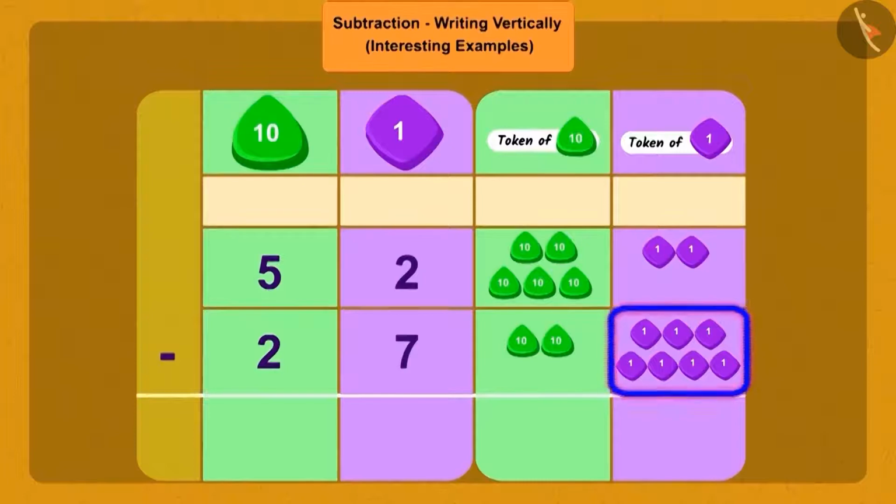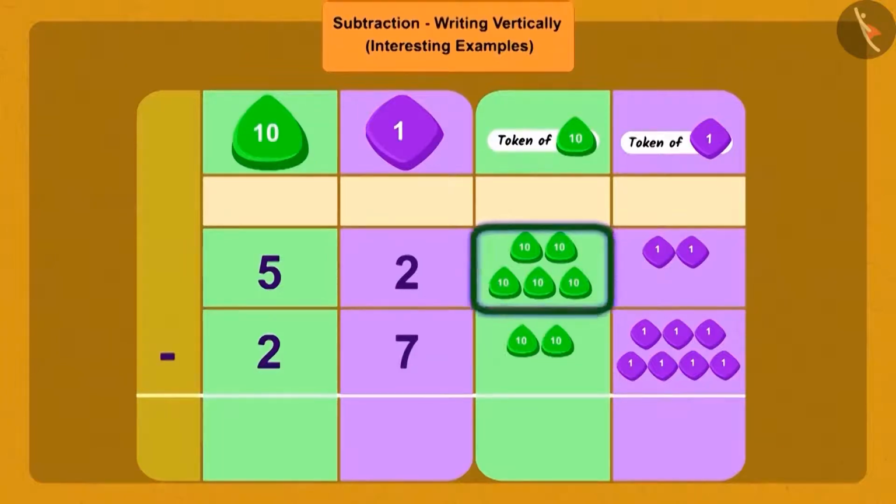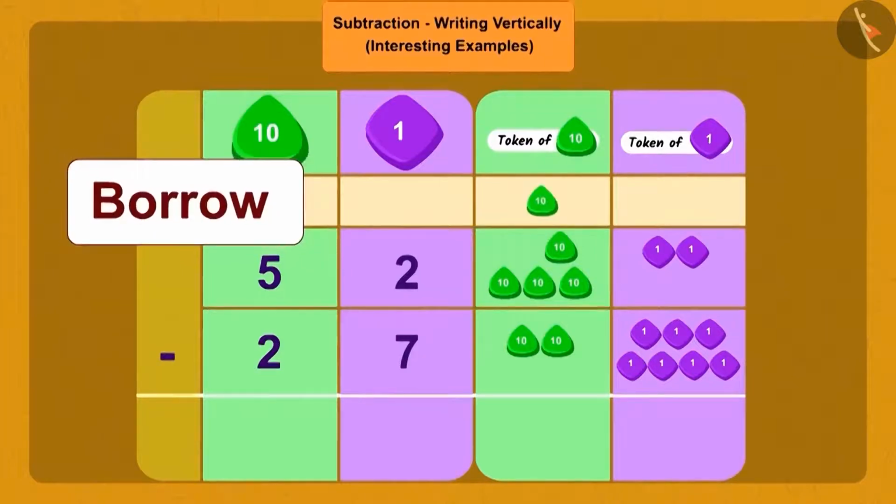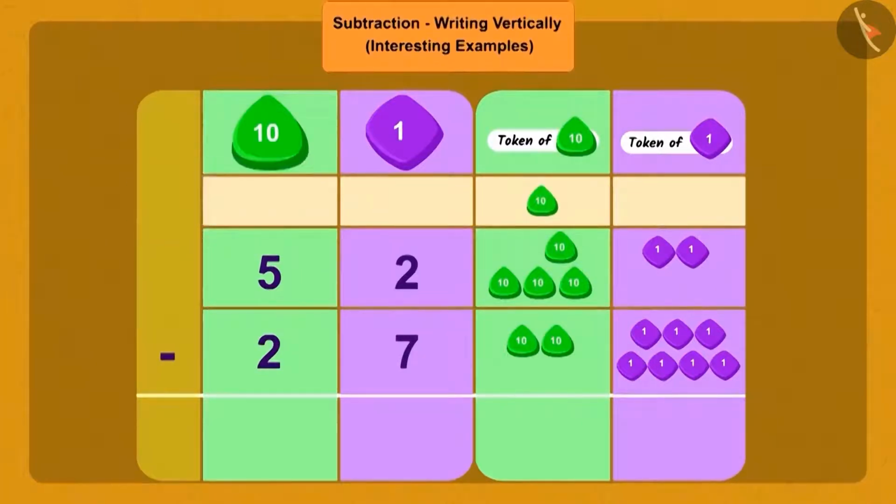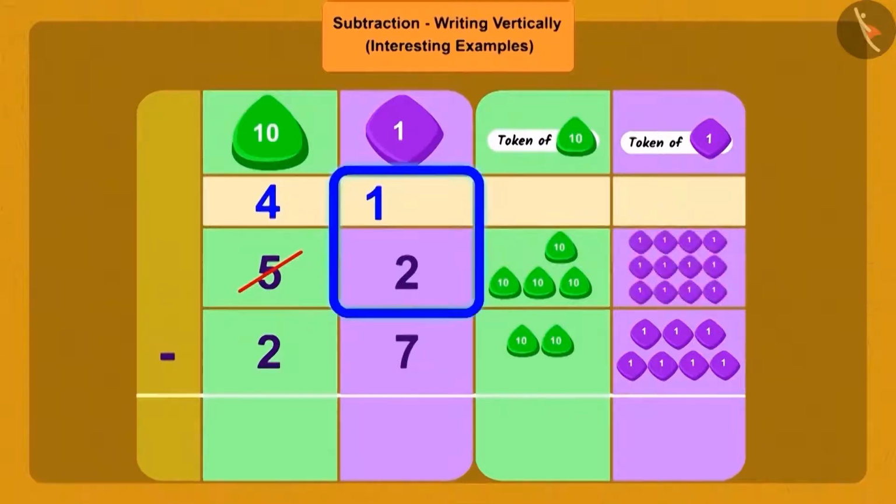Now, can we subtract 7 ones from 2 ones? Now, how will we do this? We will borrow 1 tens from 5 tens. Now, how do we write this? We will show it like this by striking off 5 tens and writing 4 tens in its place. And we will add 10 ones to 2 ones like this. So now, how many ones do we have?